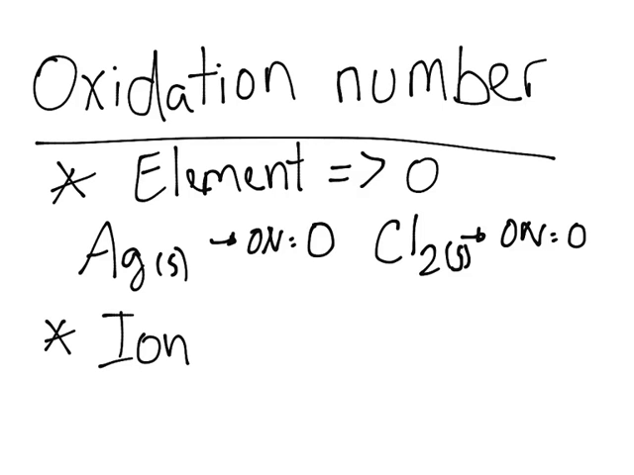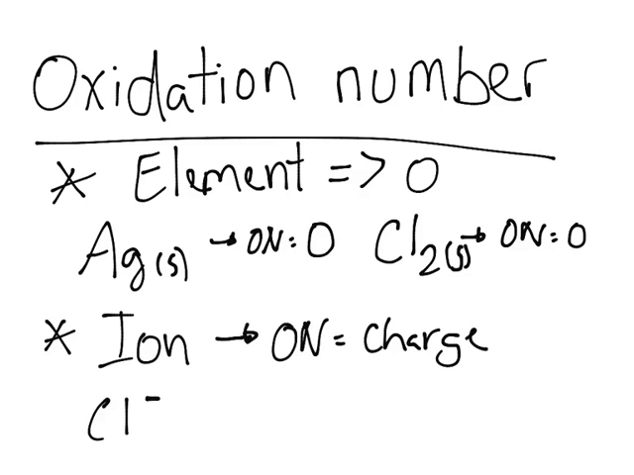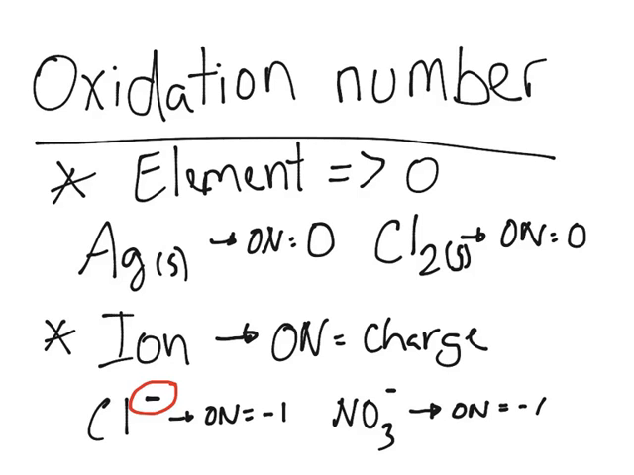If you have a polyatomic ion or a monatomic ion, so pretty much an ion, its oxidation number will be equal to its charge. An example of this would be the same chlorine but with a negative, so it's a chlorine ion. The oxidation number is equal to -1, because the charge is a minus here. And if you have something like NO3 minus, a polyatomic ion, you'll have an oxidation number of -1 as well.